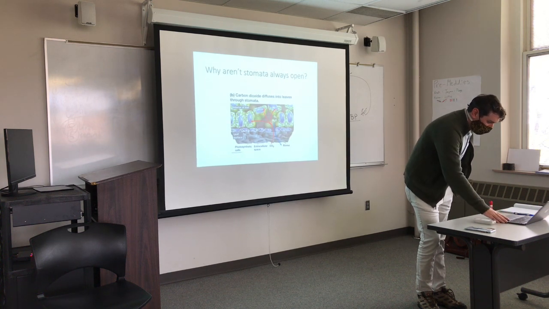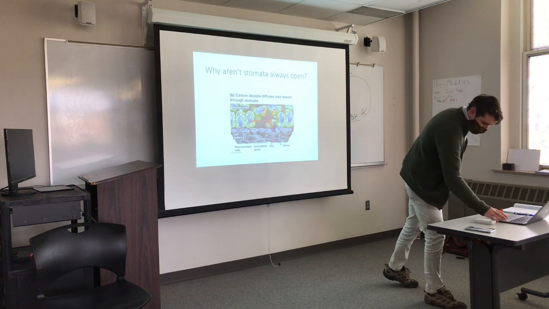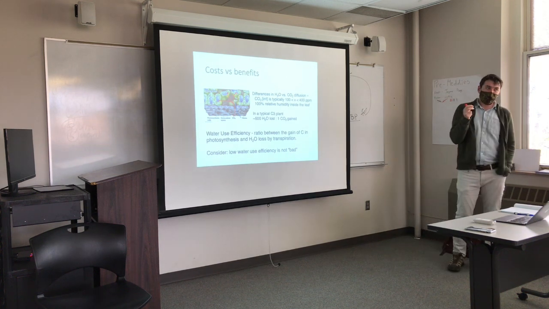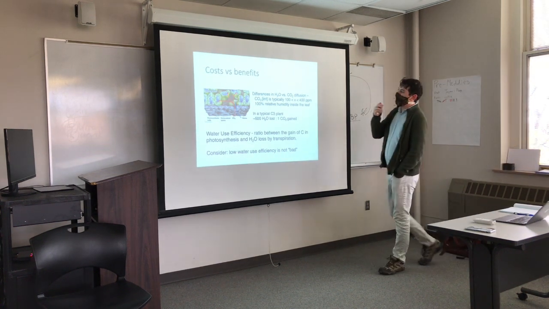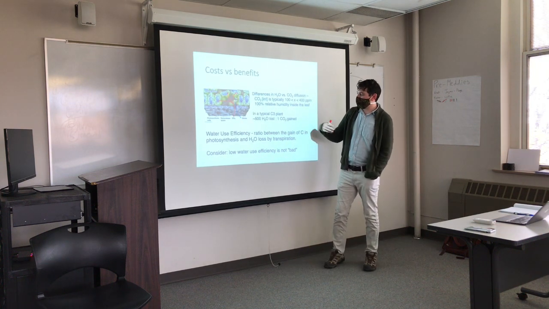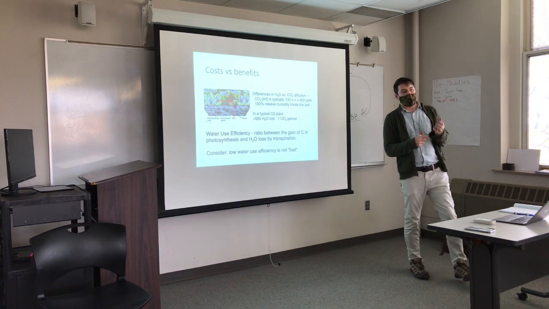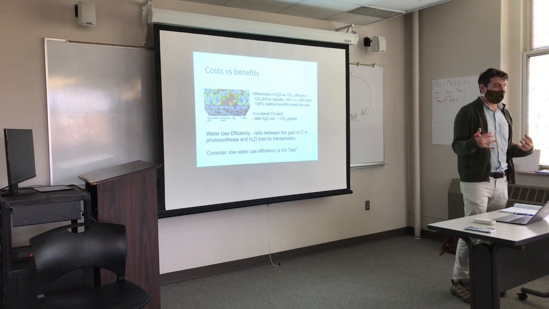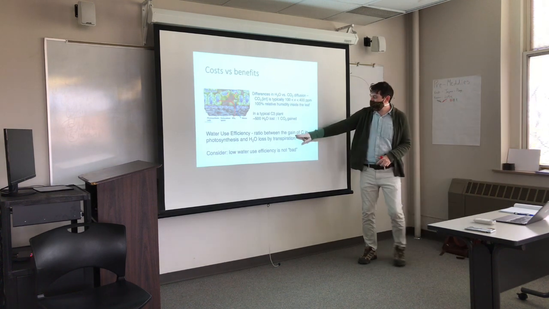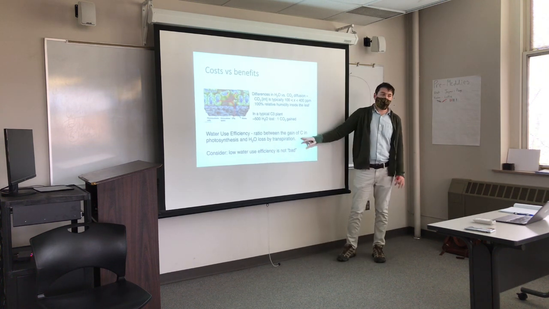No, I just asked you this question. So why aren't stomata always open? It's because they'll lose too much water. So this brings us to the concept of water use efficiency. When these stomata are open, the plant is getting carbon dioxide and it's losing water, and the ratio of carbon dioxide gain to water loss is what we mean by water use efficiency. It's the ratio between the gain of carbon dioxide in photosynthesis and the loss of water due to transpiration.